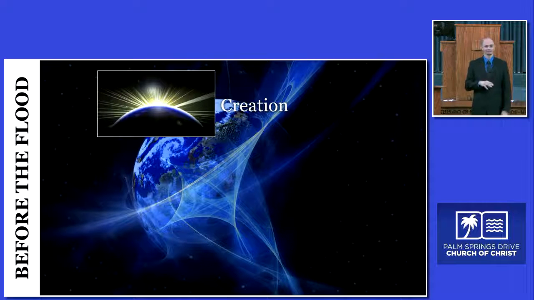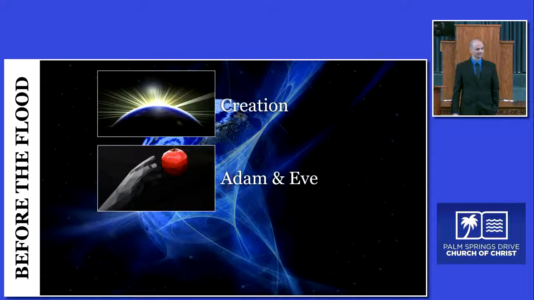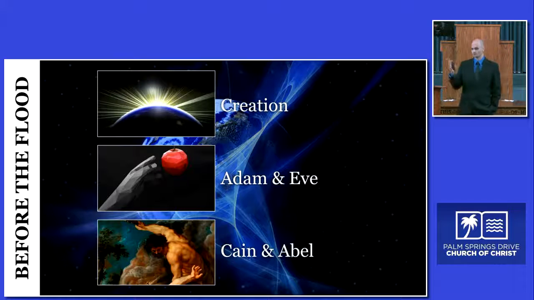What else do we have, obviously, besides creation? The fall. You have Adam and Eve. So you have the first sin. And you also have the first murder, right? Who's that with? Cain and Abel. And then in Genesis 5, we have generations going from Adam to Noah.